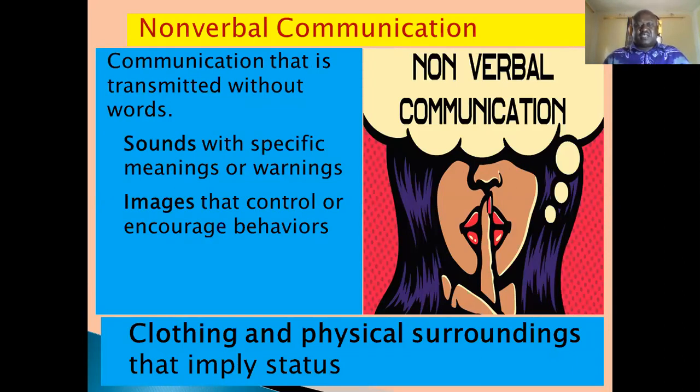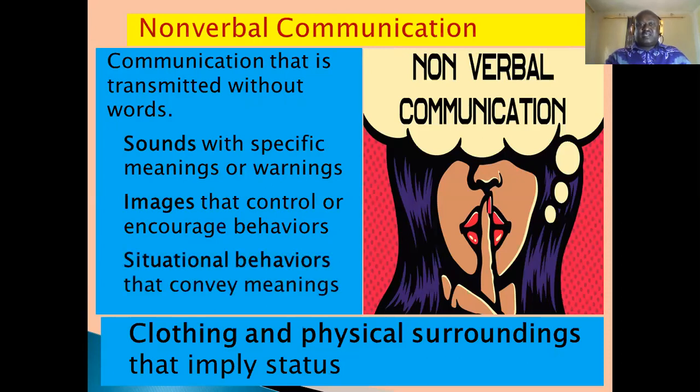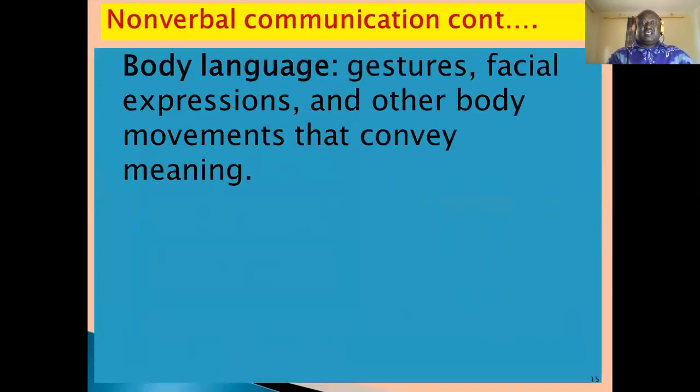Sometimes clothing and physical surroundings imply a status. If your house is full of luxuries, you're communicating you're an expensive person. If you put on expensive clothes, you're communicating you're rich. If you put on glittering clothes, it's a communication you're going for a wedding or a party. If you put on plain shoes, black shoes, plain clothes, that could be office work. Sometimes associational behaviors convey meaning: the way you arrange the class in a circle means you're going to have a discussion where you have to brainstorm amongst the members.